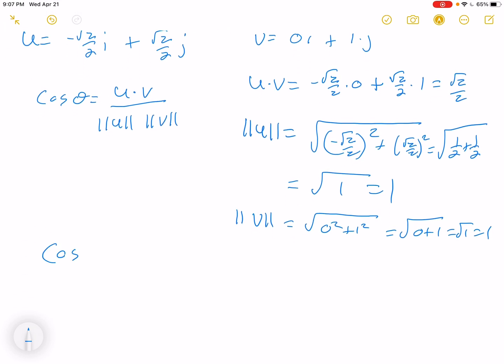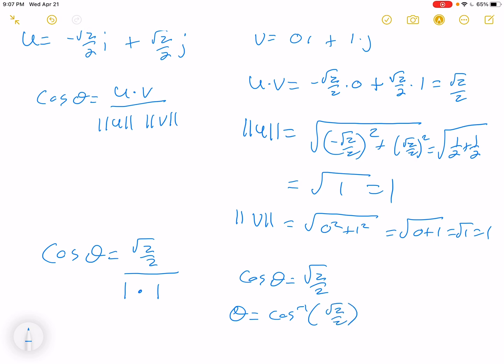Now we're looking at cosine of theta equals that u dot v, which is the square root of 2 over 2, over the magnitude of u, which is 1, times the magnitude of v, which is also 1. So our cosine of theta is basically square root of 2 over 2. So what's our theta? Well, that's going to be cosine inverse of square root of 2 over 2. And now that you've all memorized the tables, you know quickly and immediately that's going to be pi over 4. So the angle between these two vectors is pi over 4, or 45 degrees. Hope that helps.